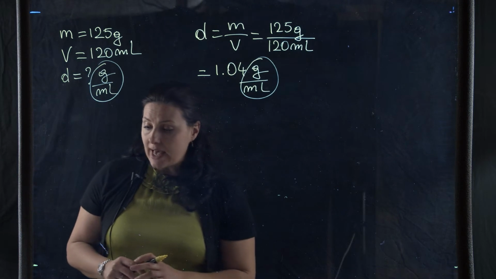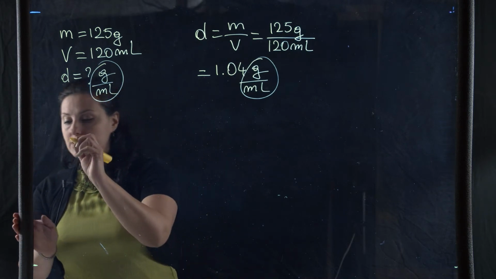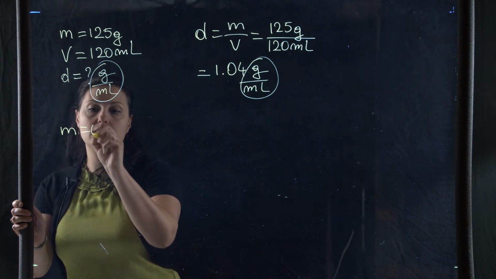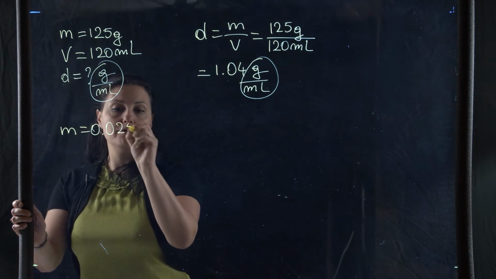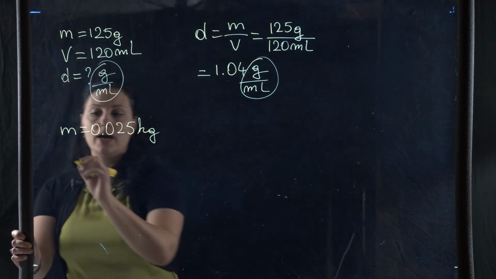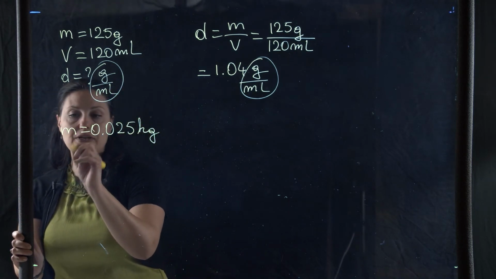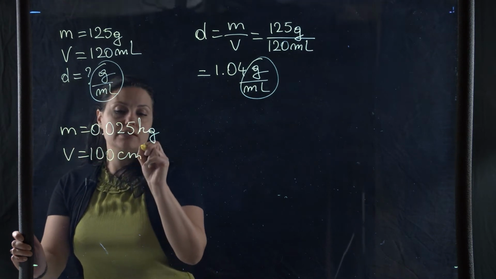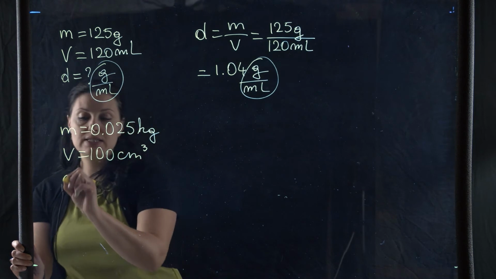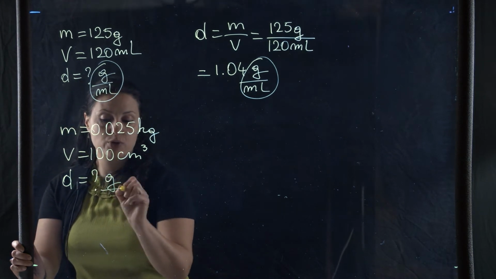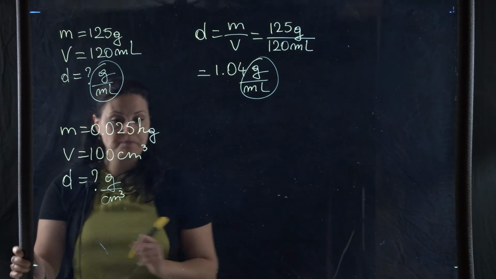A solid has a mass of 0.025 kilograms. So my mass is 0.025 kilograms per 100 cubic centimeters. My volume is 100 cubic centimeters. What is the density in grams per cubic centimeters?